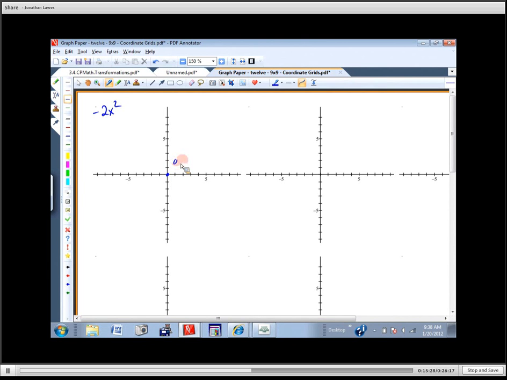Hopefully everybody's got 0, 0, and it opens down. So we'd go to the right, and then we're going to go down. We're going to go down 2. So that would be 1 comma negative 2. We're going to go over 2, and we're going to go down 8. So this is going to be 2 comma negative 8.